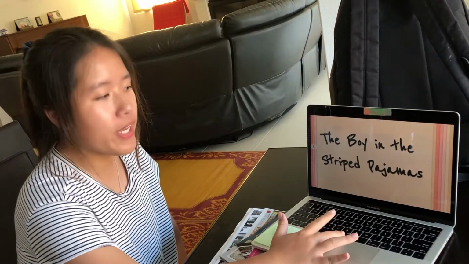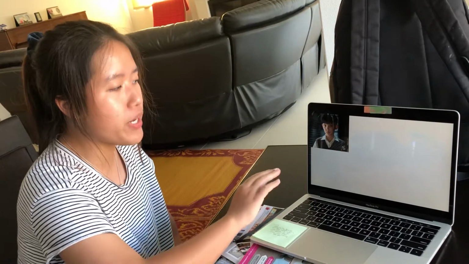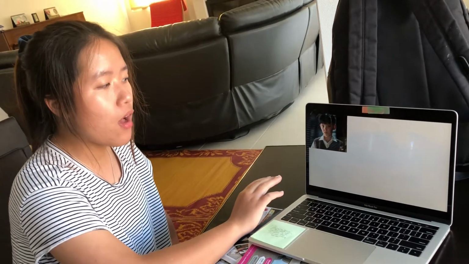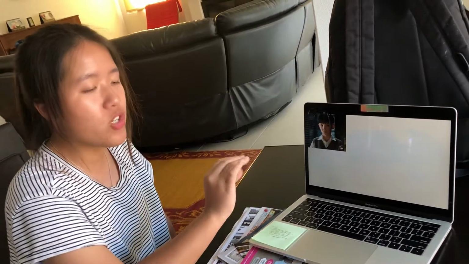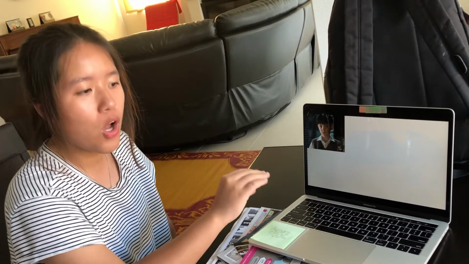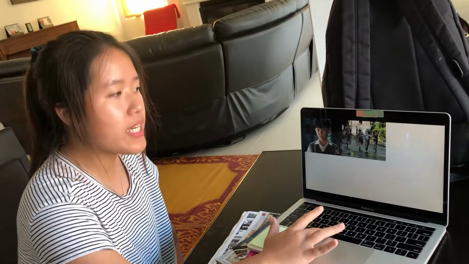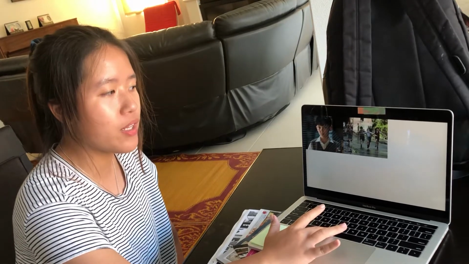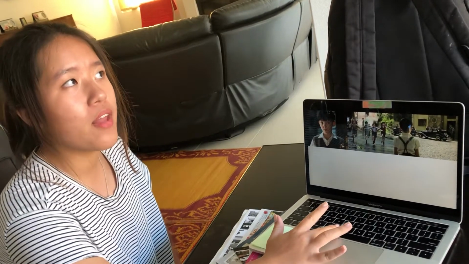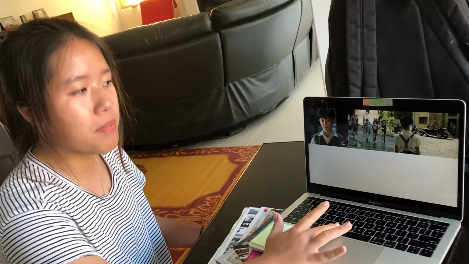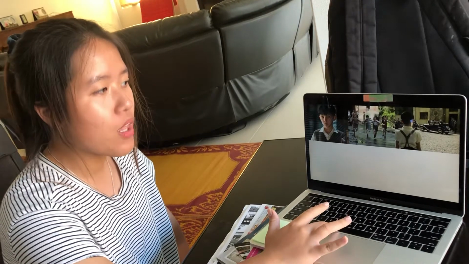So the movie The Boy in the Striped Pajamas tells the story of a boy named Bruno. He is German, born into a wealthy German family in which his father was a commandant loyal to Hitler. Born and raised in Berlin, he has a happy and cheerful childhood until his dad gets promoted, and they all have to move to a countryside house really close to the concentration camp.